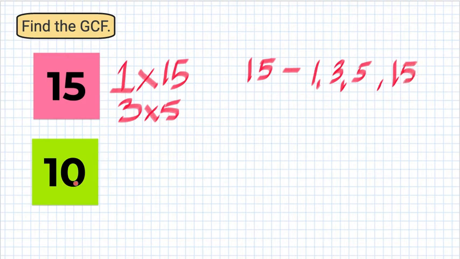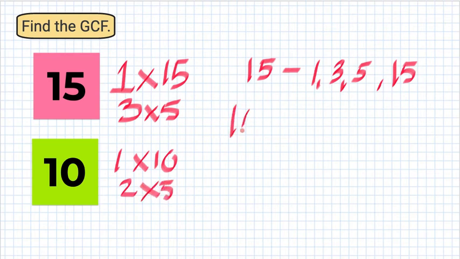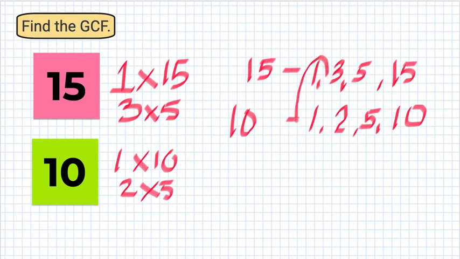Okay, now let's move on to number 10. So 1 times 10, that's a very common one, the number itself. And we can have 2 times 5. Now let's try to check. The factors here are 1, 2, 5, and 10. Now try to look at, are there any common numbers? Yes, there are. The common numbers are 1 and 5.